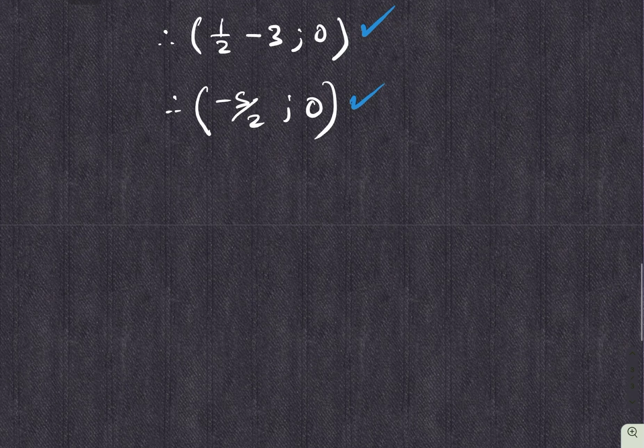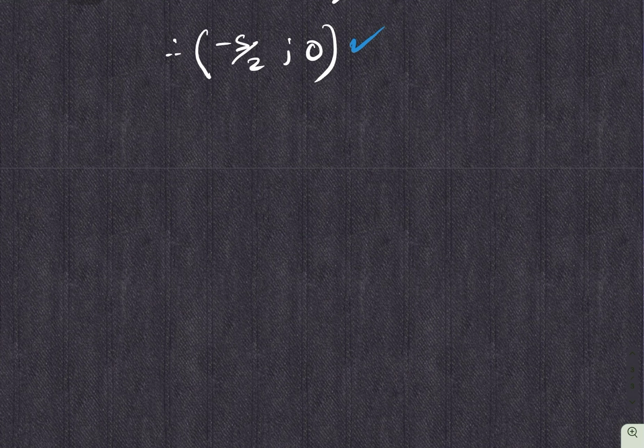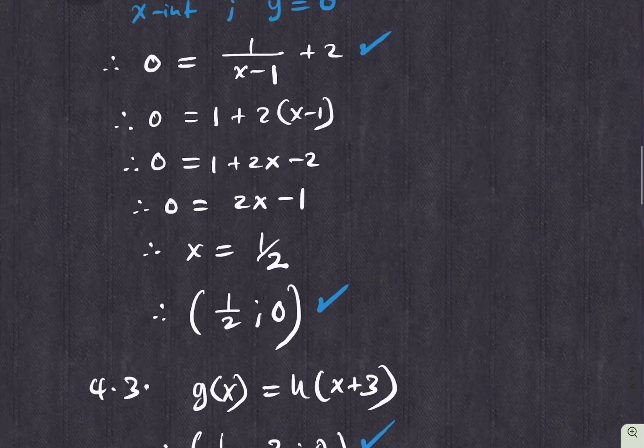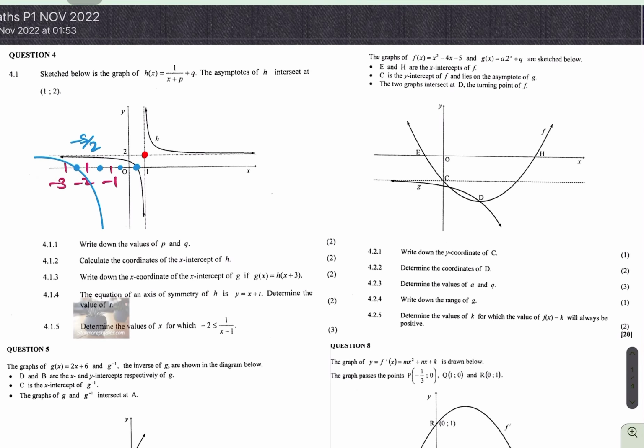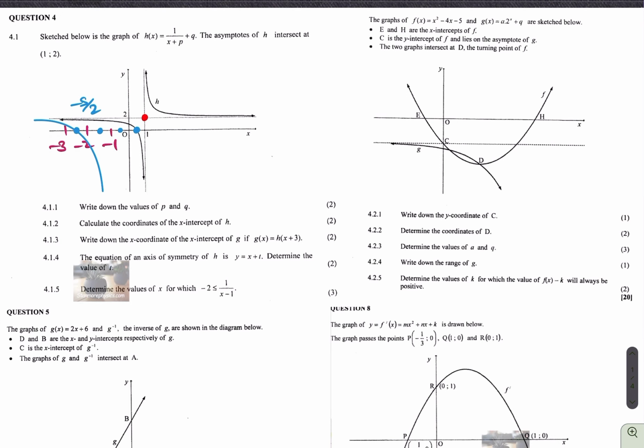Now, the next question, that is 4.4. What are they saying there? 4.4. So basically, question 4 was having 20 marks. They say to you, the equation of the axis of symmetry of h is given by y equals x plus t. That means it's the one of a positive gradient, and then a plus t. Determine the value of t. So let me delete this part because I was trying to demonstrate my argument. So this is the equation of the axis of symmetry.